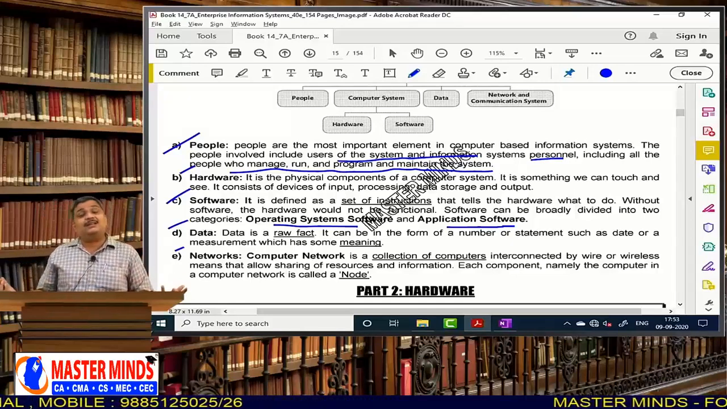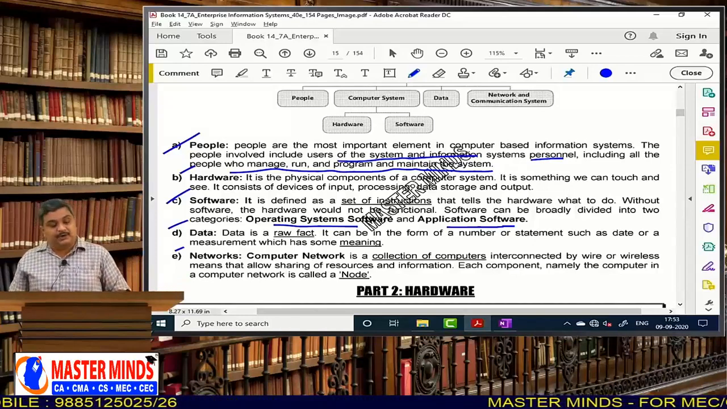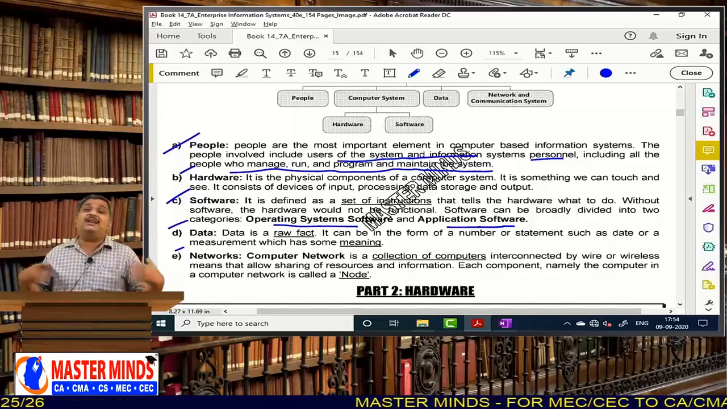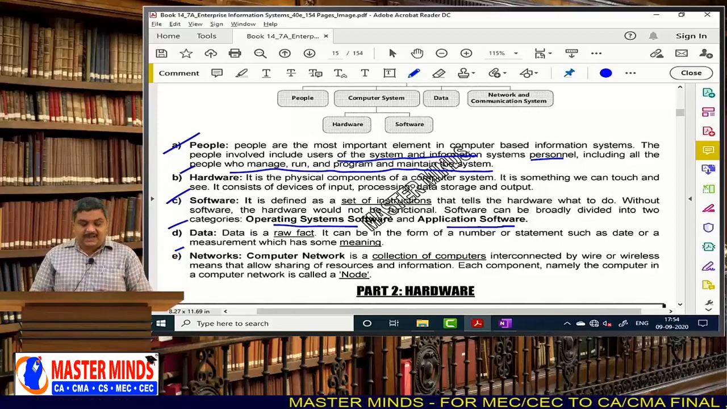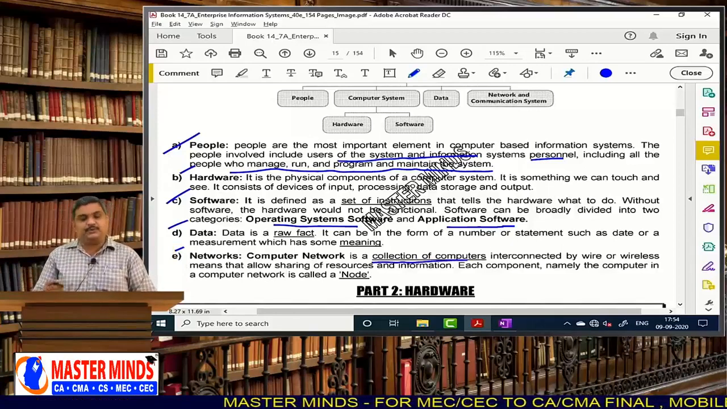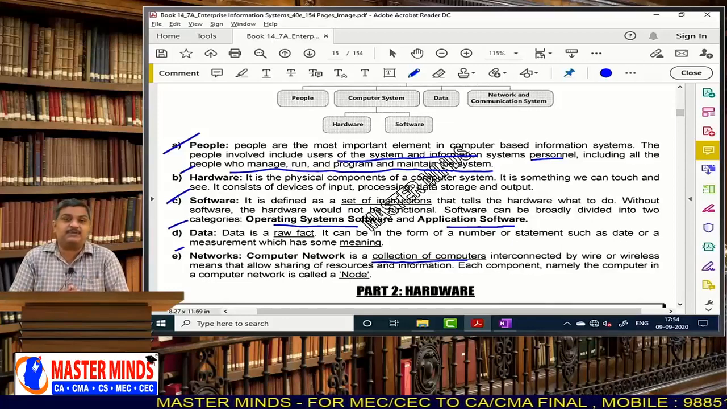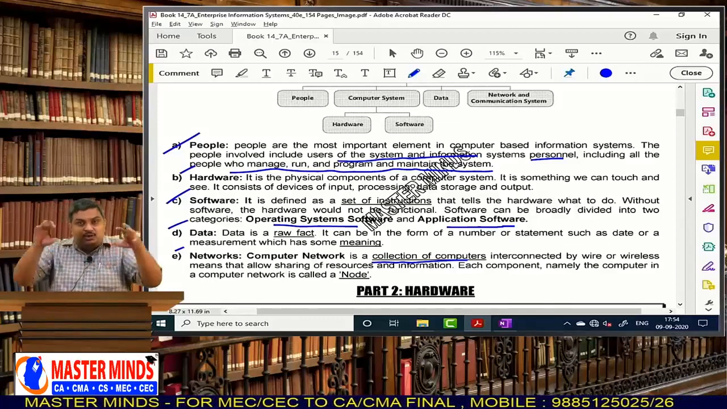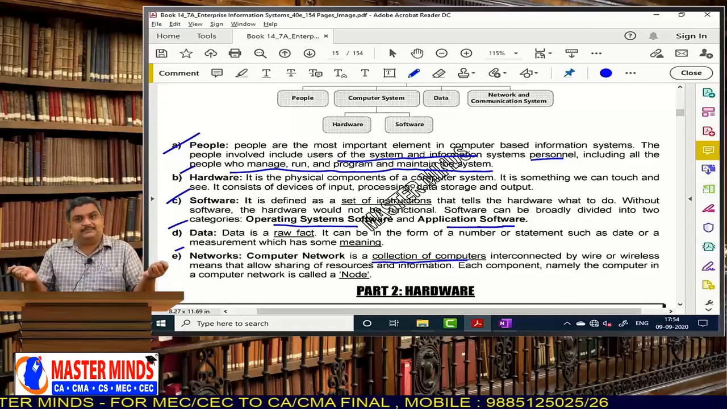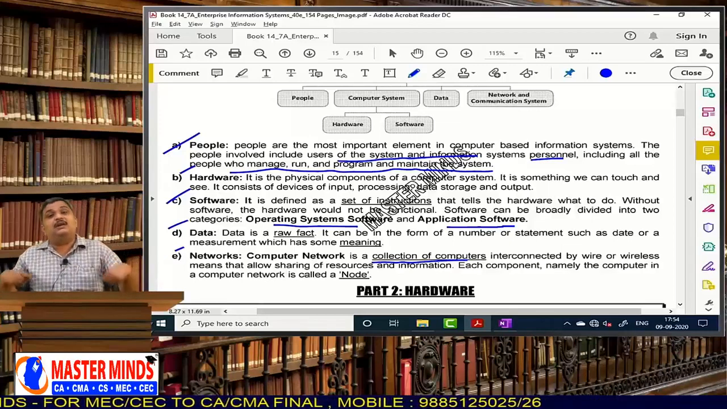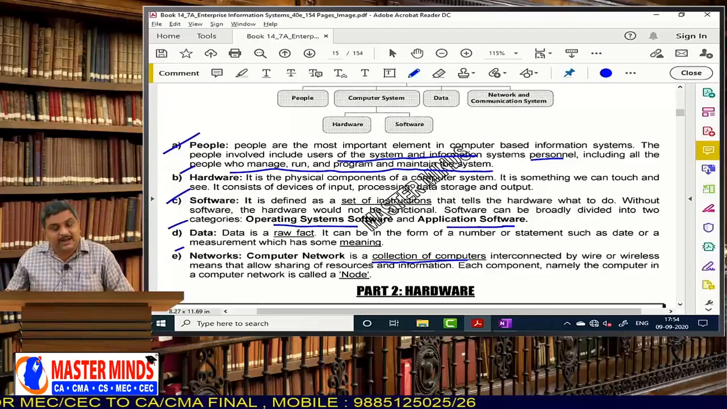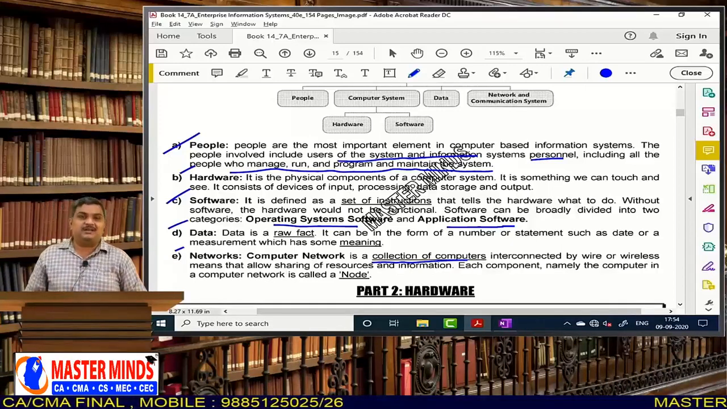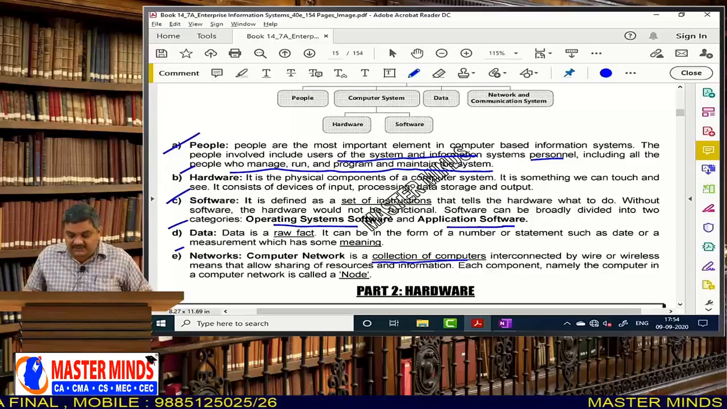And now data. Data is again the most important component. It is a raw fact. I told you, data can be in any format. Data can be anything about anyone. And network. A network is a collection of computers. If you want to exchange data between two computers, you definitely need to connect them, either in a wired mode or in a wireless mode. Only then does the data exchange happen. The data from one computer will go to another computer.